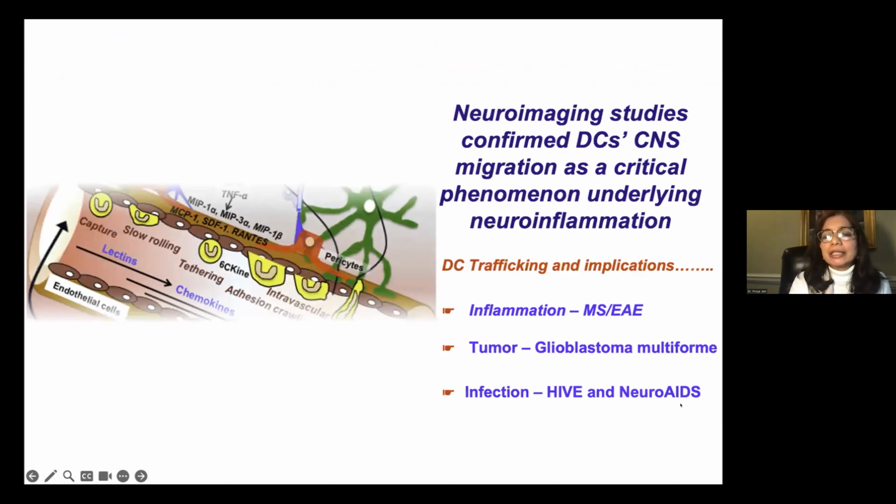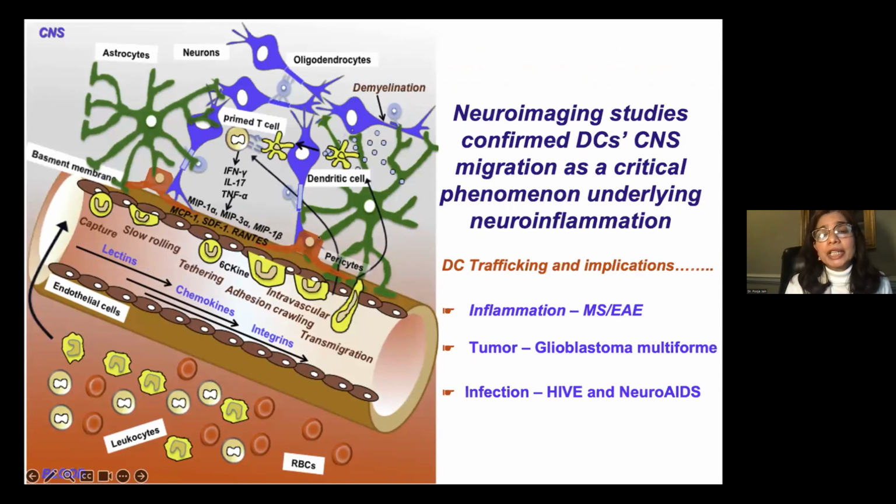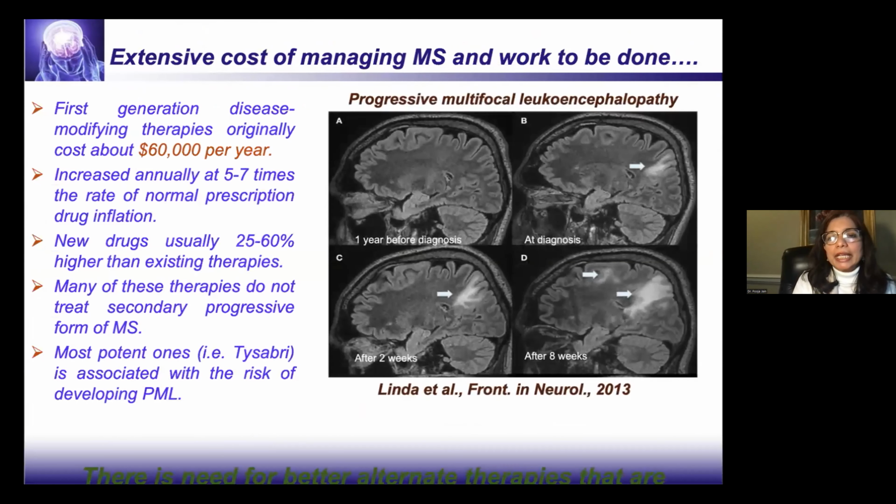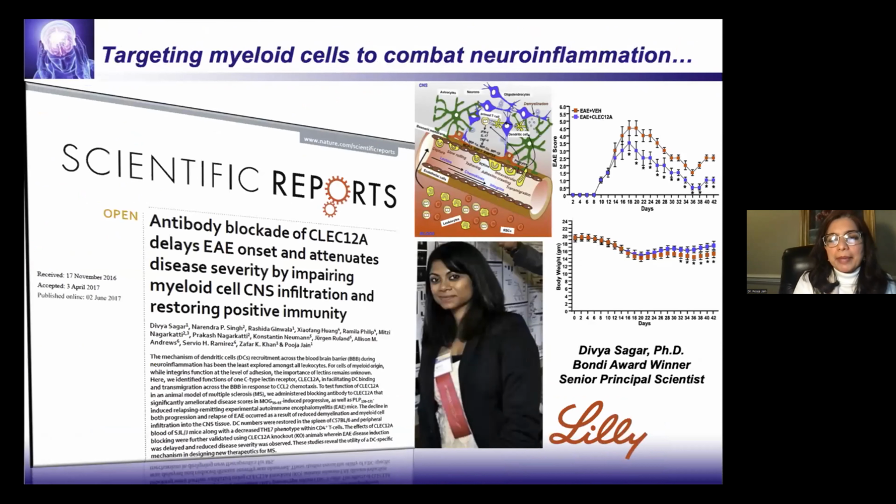So by various imaging tools, we were able to show that a lot of this cascade of neuroinflammation is caused by the crossing of cells through the blood-brain barrier and their constant entry into the CNS. And these studies we were able to apply in the inflammation model, such as MS EAE, in the tumor glioblastoma model, and in infection, HIV, and neuro-AIDS. Now, given the time, I'm not going to go through all the data, but I will just provide you the main headlines for the MS.